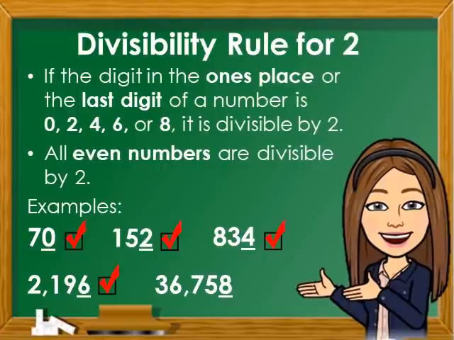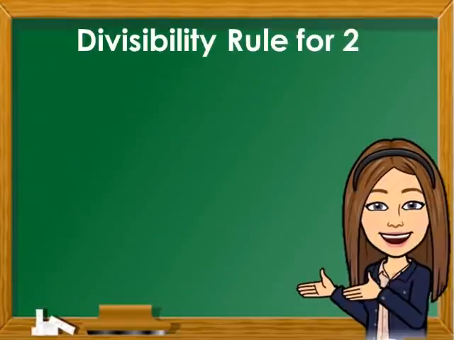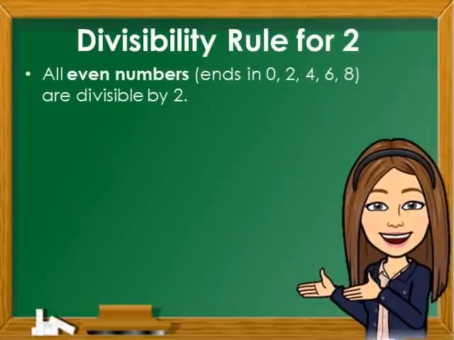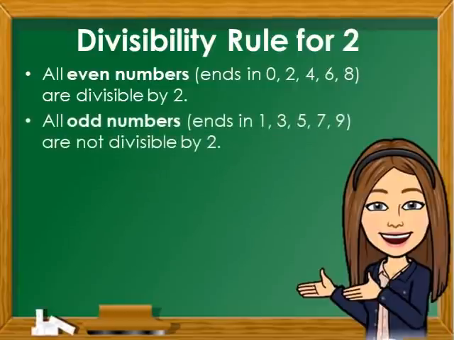36,758. The ones place or last digit of 36,758 is 8, which is an even number, so 36,758 is divisible by 2. All even numbers or a number that ends in 0, 2, 4, 6, or 8 are divisible by 2. All odd numbers or a number that ends in 1, 3, 5, 7, or 9 are not divisible by 2. Let's practice.